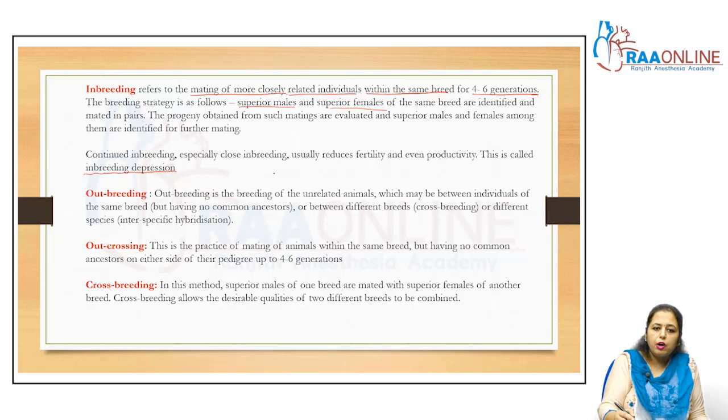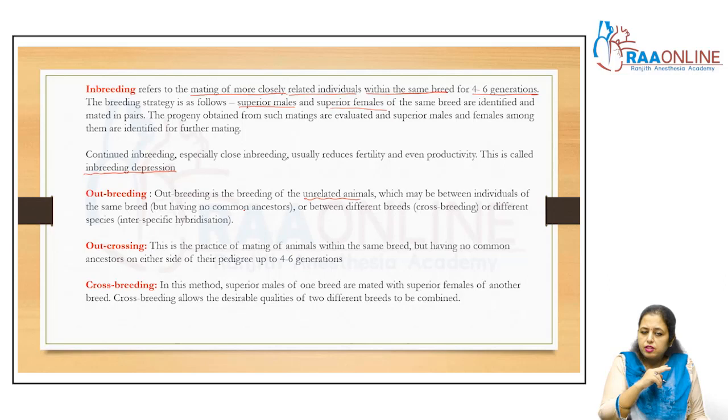Now come to outbreeding. What is outbreeding? Outbreeding is the breeding of unrelated animals, which may be individuals of the same breed but having no common ancestors. In inbreeding, common ancestry is there up to 4 to 6 generations, but in outbreeding there is no common ancestry, right? Or we can say it is between two different breeds, that is called crossbreeding. For example, when we cross the dog breeds Alsatian and Doberman, and both are of superior quality, they are related, but not having common ancestry, right? So that is called crossbreeding.